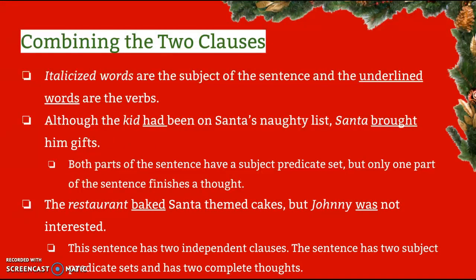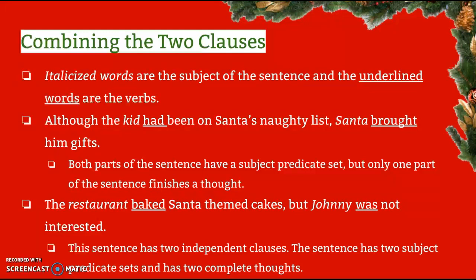Again, italicized words are going to be the subject, and underlined words are going to be the verbs. So we have an example. Although the kid had been on Santa's naughty list, Santa brought him gifts. Both of them have the subject-predicate set, kid had and Santa brought, but only one part of the sentence finishes a thought. So Santa brought him gifts is the only part of the sentence that finishes a thought. Without adding that on, although the kid had been on Santa's naughty list, would not make it a complete sentence.